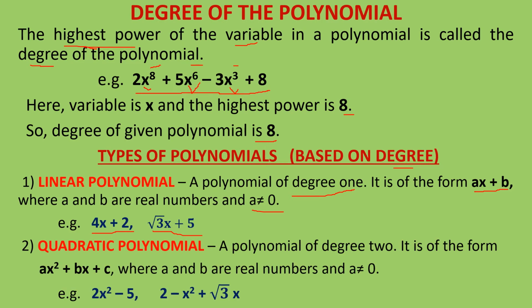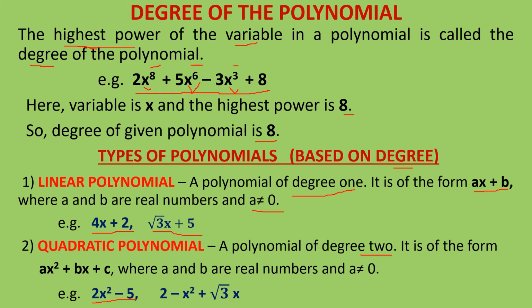Now second is quadratic polynomial. So what are the quadratic polynomials? A polynomial of degree 2. If in a polynomial the degree is 2, then it is a quadratic polynomial. Examples I have written: 2x square minus 5. Now here variable is x and the power of the variable is 2 and it is the highest power only. So it is a quadratic polynomial.